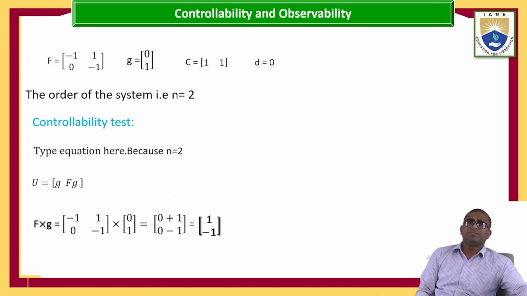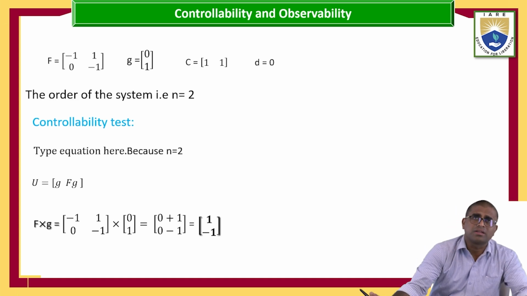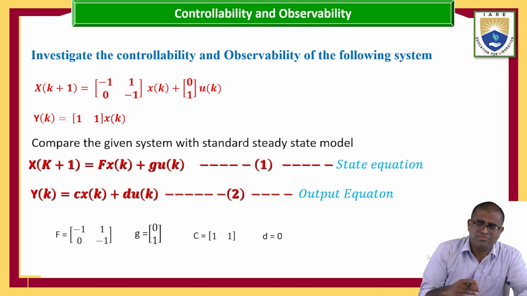Next, when you start the problem, first of all identify the order. The order is n, which is the size of the F matrix. Here the F size is 2 by 2.